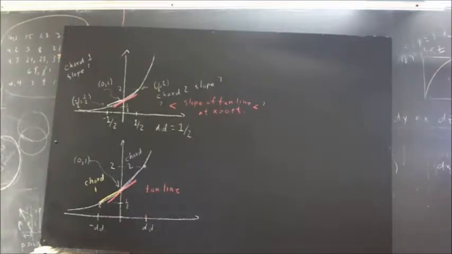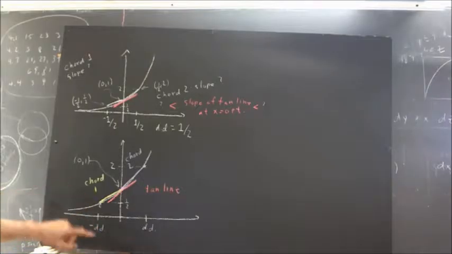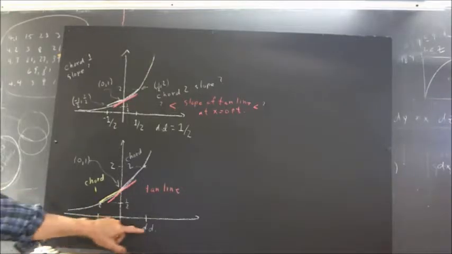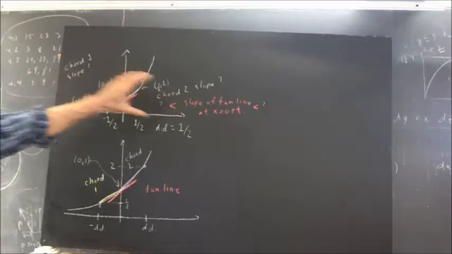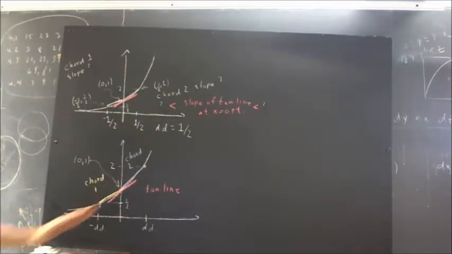Now, in general, again, we're looking for the doubling displacement that gives us a slope of 1. Okay, so what we're looking for is a number to put in for our doubling displacement, such that the slope of the tangent line is 1.